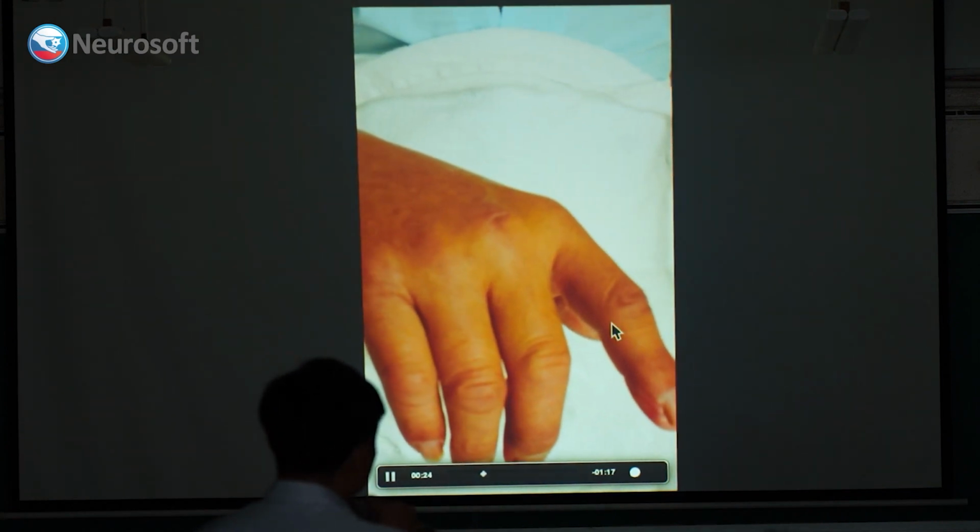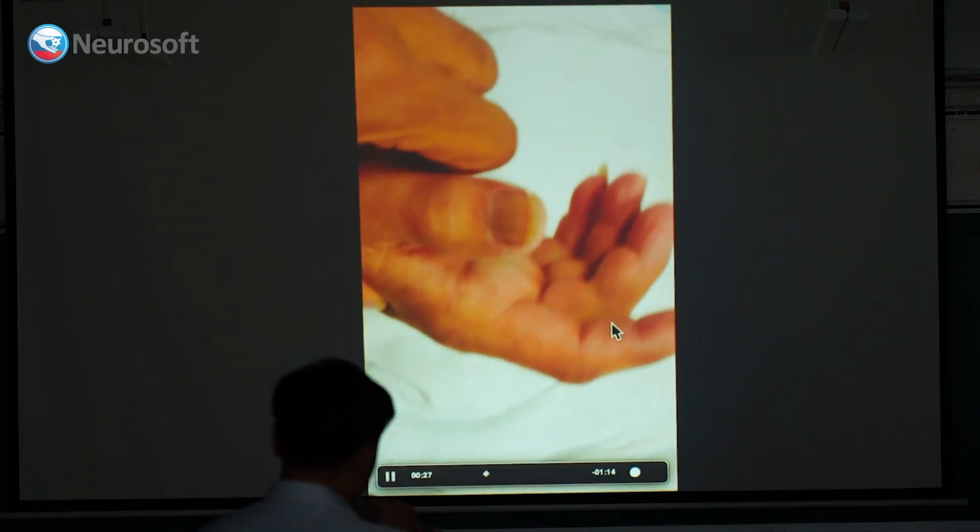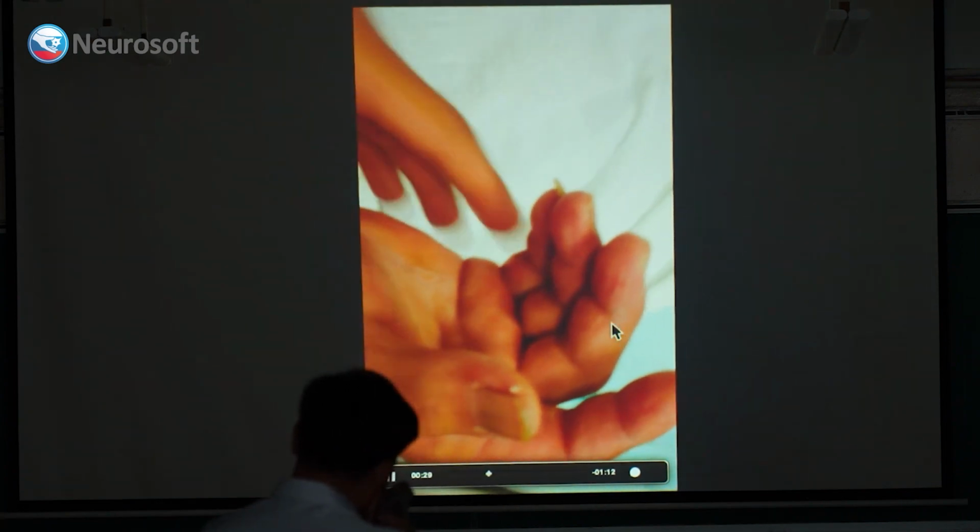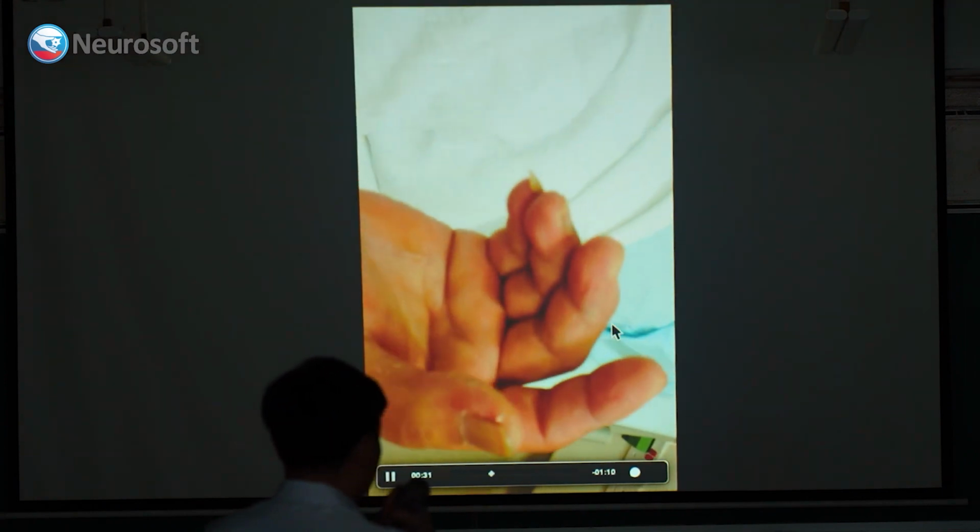There's so much thickening, right, that his hands can't even straighten. So this is an extreme version of mechanic's hand.